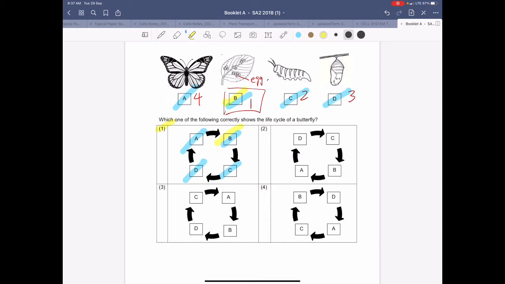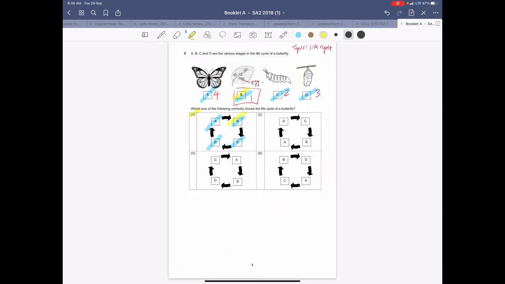So the position does not matter. It is the sequence that matters, because it's a cycle. That means caterpillar must always come after egg, and then pupa must always come after caterpillar, and then the adult butterfly must always come after the pupa. And then after that, it repeats back to egg. Alright? Next.